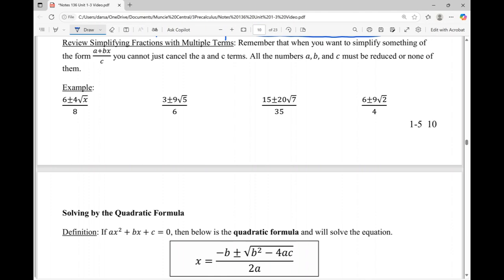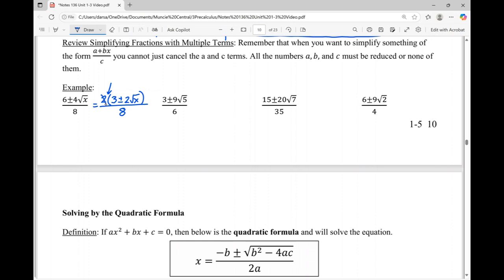So let's think about it. If we have 6 plus or minus 4 square root of x, think about the top. What do 6 and 4 have in common? Well, they both are divisible by 2. So we can factor out a 2, and now we'll have 2 times 3 plus or minus 2 square root of x over 8. Now, look what's happening right here. The 2 with that whole quantity, 3 plus or minus 2 square root of x, what is happening there? That's a multiplication. And a multiplication can be undone with a division.